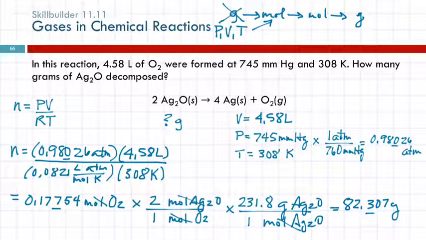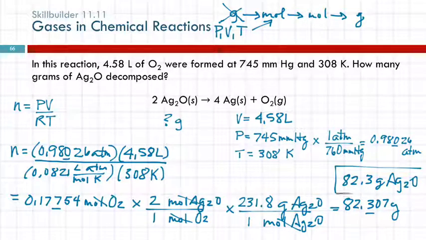grams. And when I round that for my final answer, I get 82.3 grams of Ag2O. Any questions?